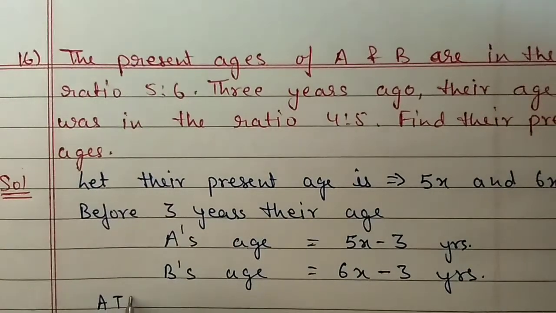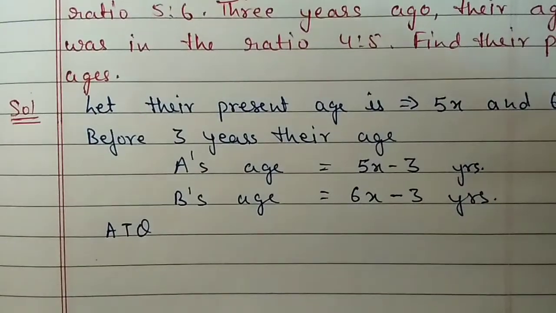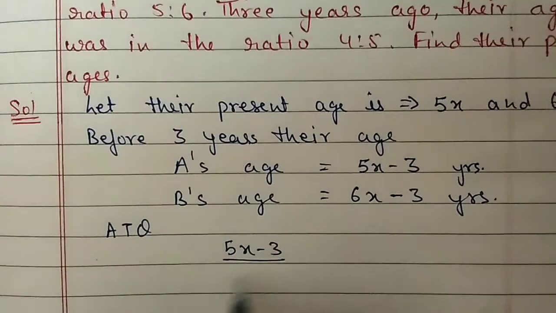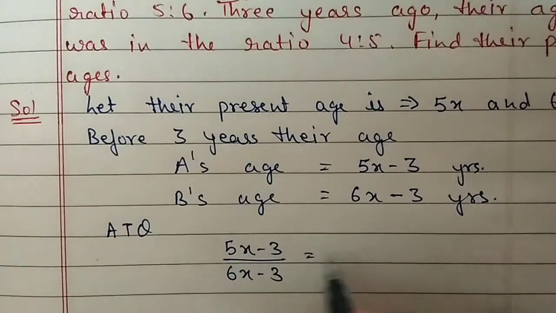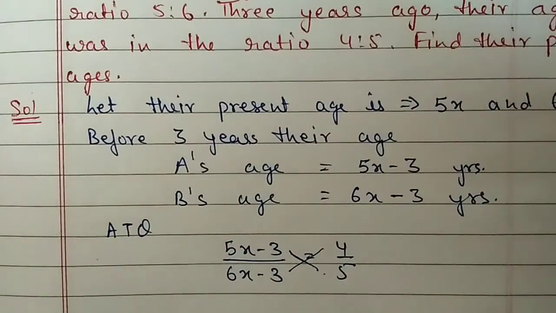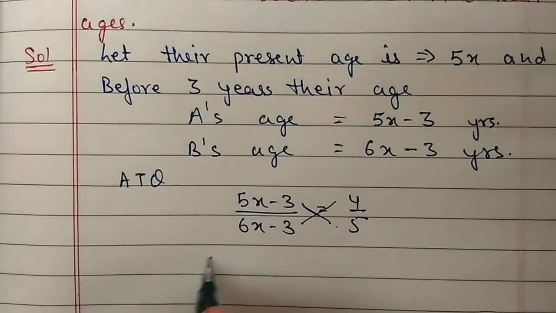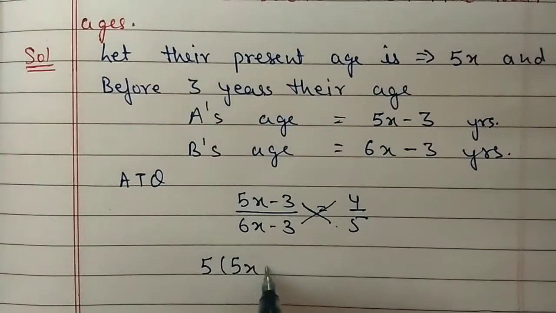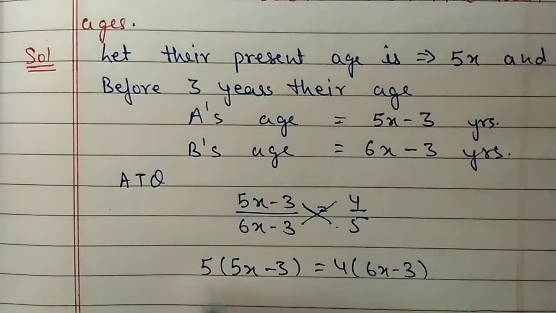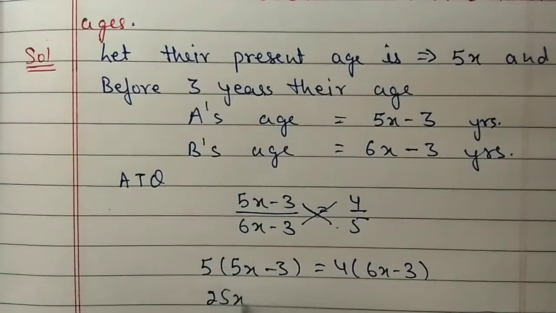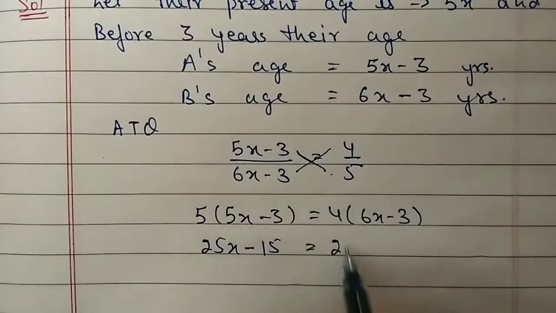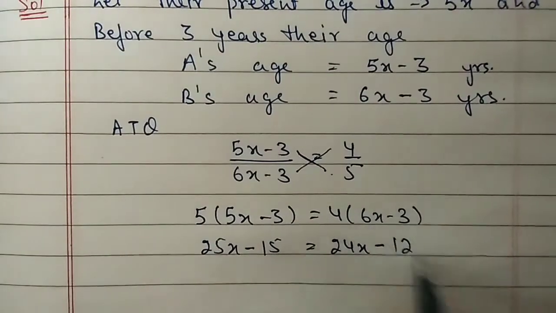Now according to the question, ratio of their age was 4:5. It means 5x minus 3 divided by 6x minus 3 is equal to 4 by 5. Then we have to do cross multiplication. 5 multiplied by 5x minus 3 and 4 multiplied by 6x minus 3. 5 into 5, 25x minus 15. 4 into 6, 24x minus 12.